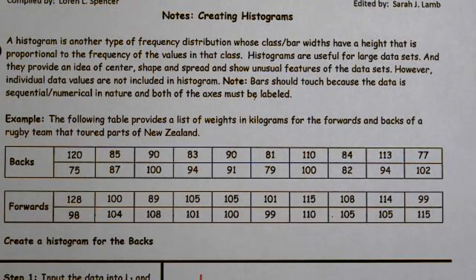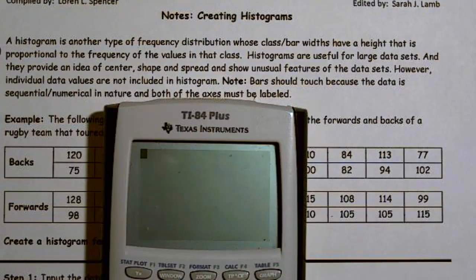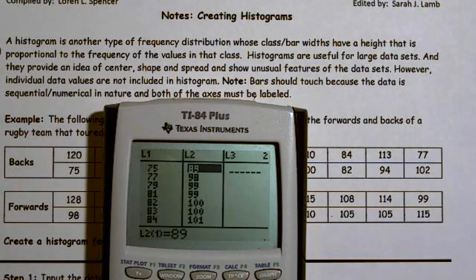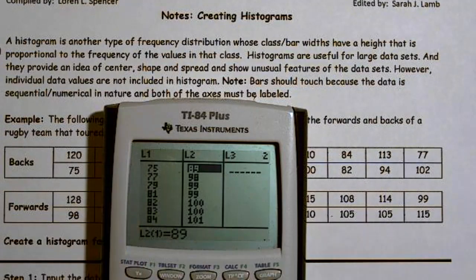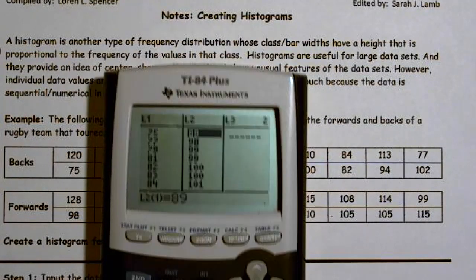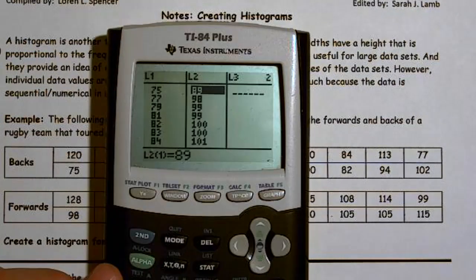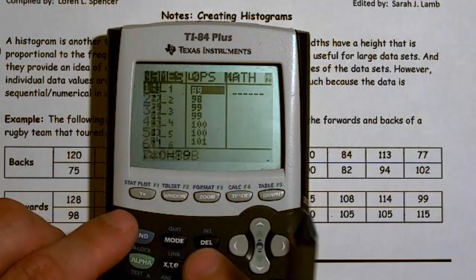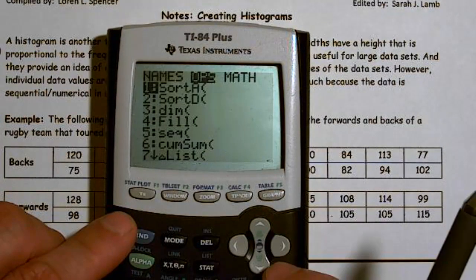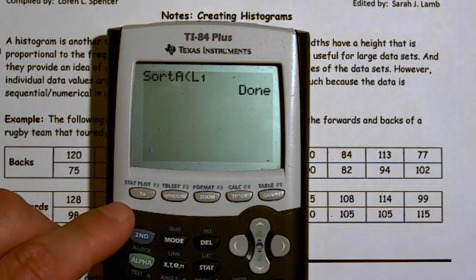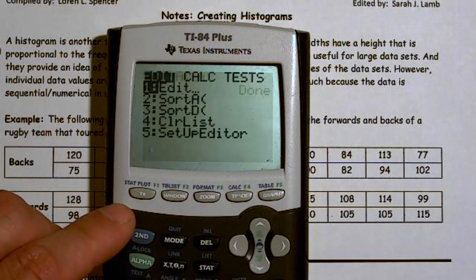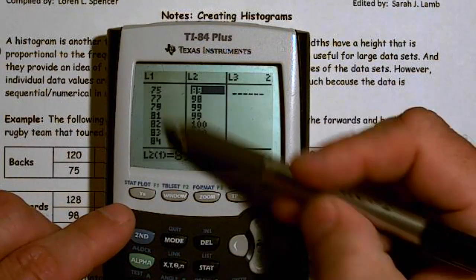So first off, I've already input the data in the previous video in the stat edit. I also have it in order. You don't have to have it in order to do a histogram, but it's nice if you do. The way to do that: go second list, arrow over to operations, sort ascending, second one, and that sorted the first column. And if I go back to stat edit, the first column is sorted.